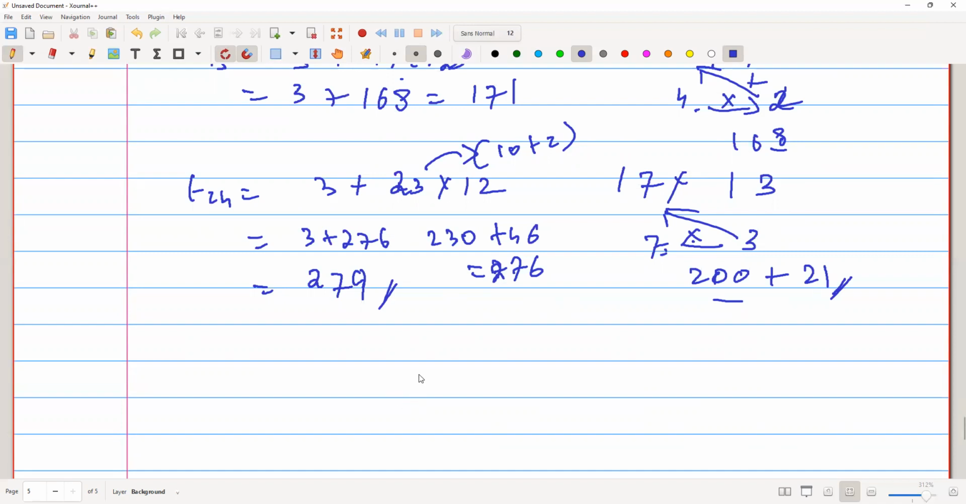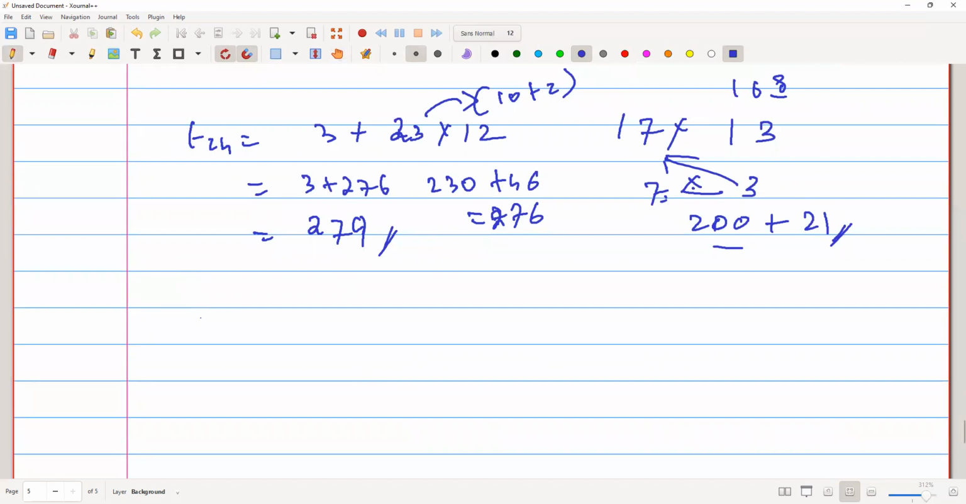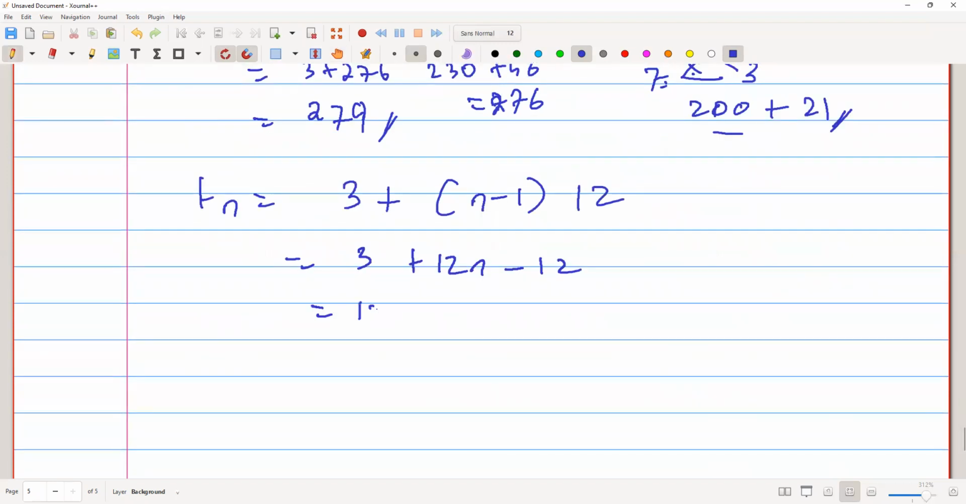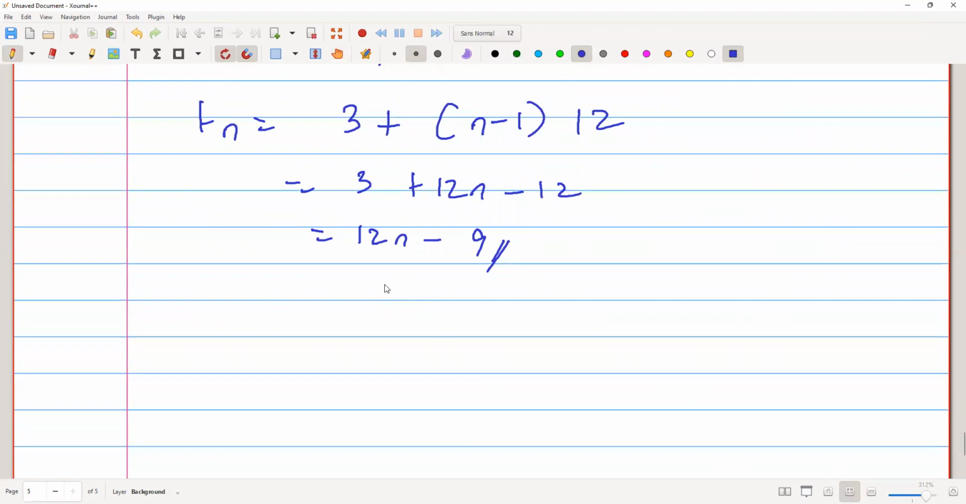Actually, you are fast. I'm pushing you to the next level where I want you to go. Tn formula: a plus n minus 1 into d, which is 3 plus n minus 1 into 12. 3 plus 12n minus 12. So 12n minus 9. All right. That's it.